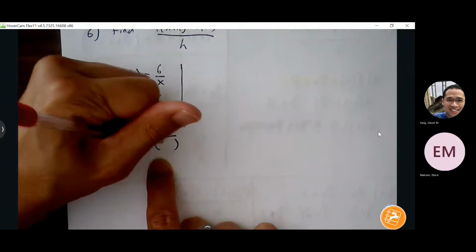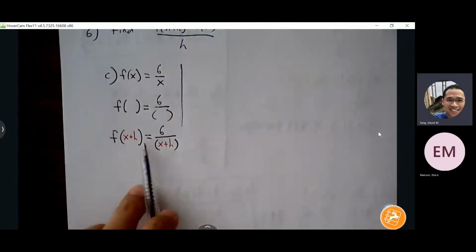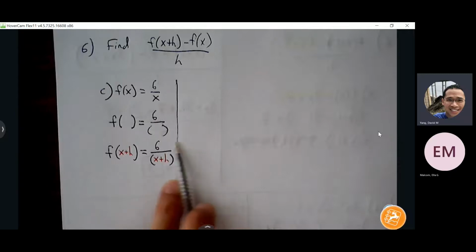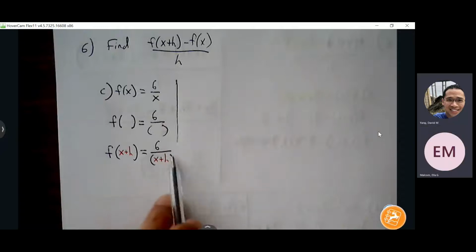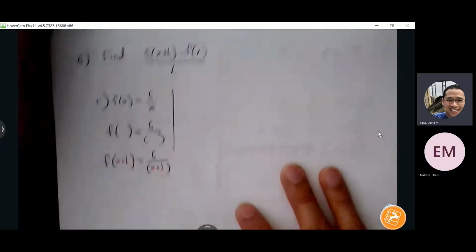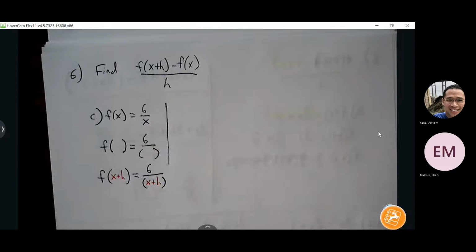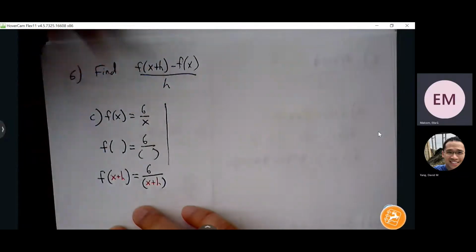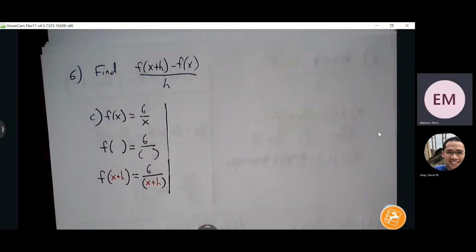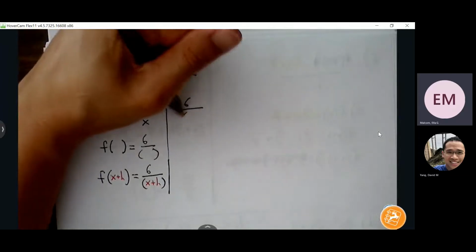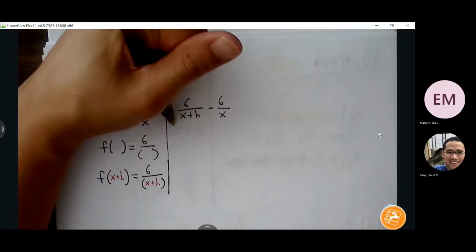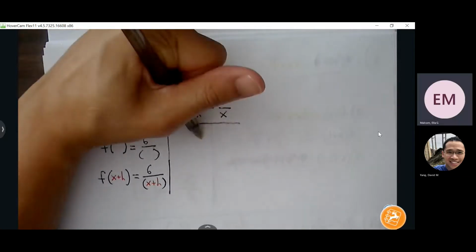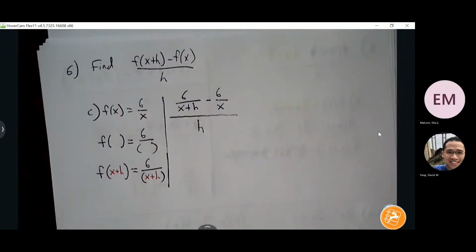I think what a lot of students want to do is put the plus h out here after the expression, right? But we need to leave it inside the parentheses, which is what we did. So now we have 6 over x plus h minus 6 over x, all over h.